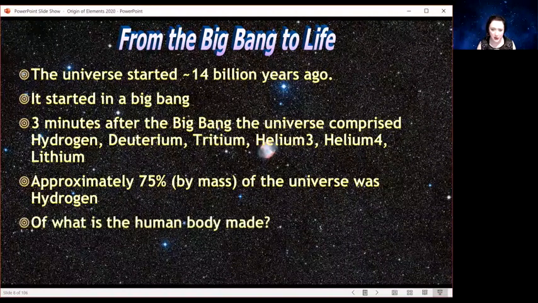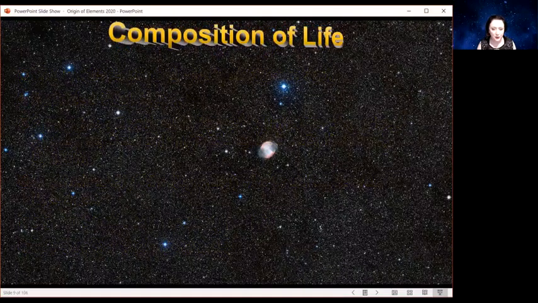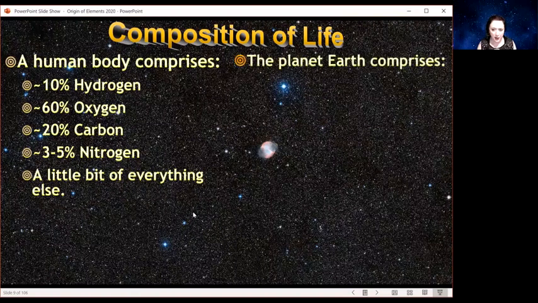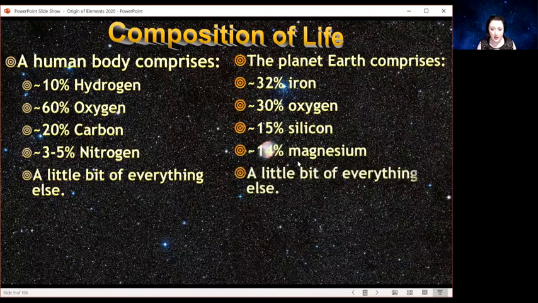Now this begs the question, if we're going to talk about the origin of the elements that make up life, what is the human body made of? And what is our planet made of? Well, let's answer that question. The human body, by mass, is actually mostly oxygen. It's oxygen, carbon, nitrogen, and hydrogen, and a little bit of everything else. We have all the elements in us, but it's mostly these ones listed here. If we want to talk about the planet Earth, it is 32% iron, 30% oxygen, 15% silicon, 14% magnesium, and again, a little bit of everything else.